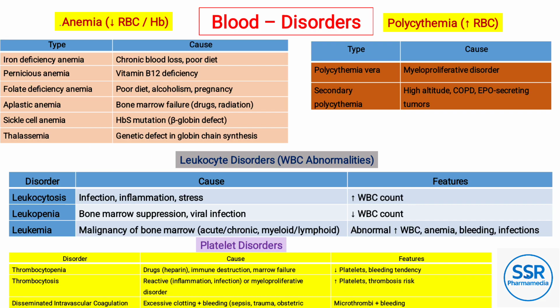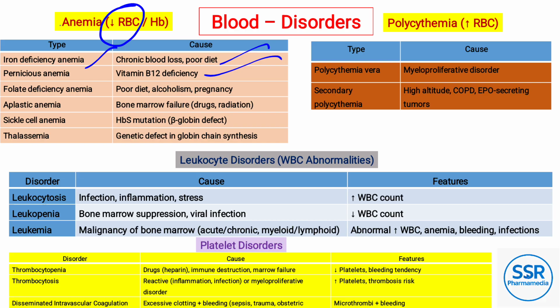Now the blood disorders are very important. First, iron deficiency means decreased RBC and decreased hemoglobin content. Iron deficiency anemia is caused by chronic blood loss and poor diet. Pernicious anemia is caused by vitamin B12 deficiency.